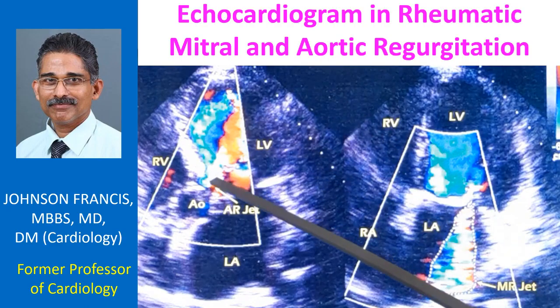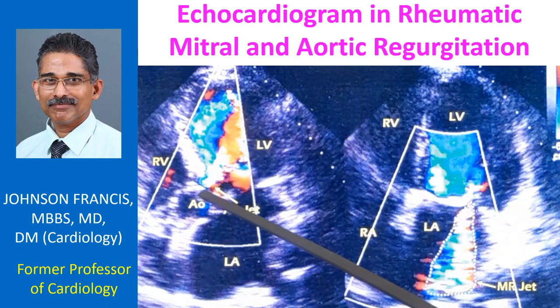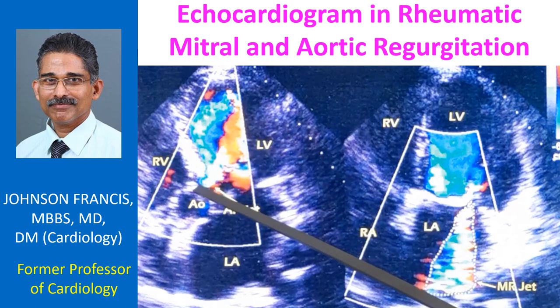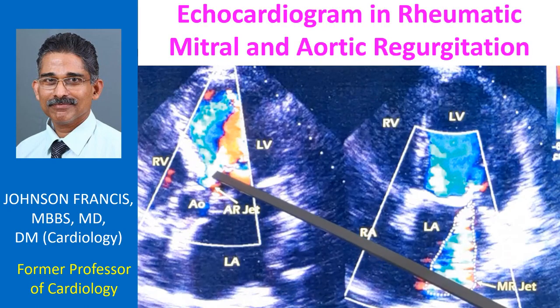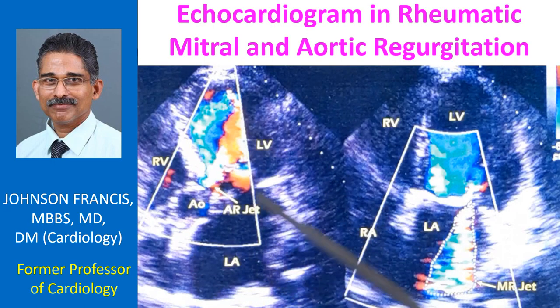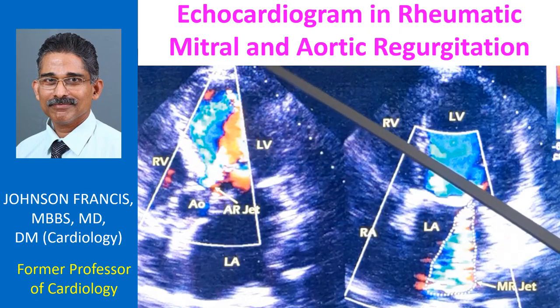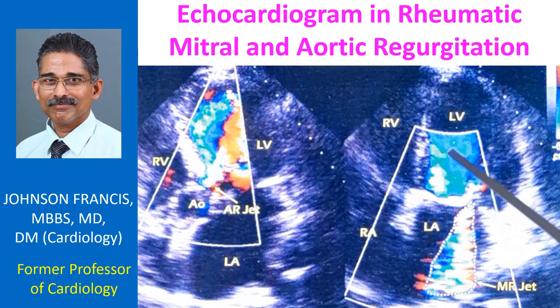Here it is the AR jet. You can see the reverse flow into the left ventricle from the aorta with the aortic valve in closed position. This is a diastolic image, while this is a systolic image. Variance in color is because of variance in velocity, and it is predominantly a red jet as it is directed towards the transducer. Here it is predominantly blue because it is directed away from the transducer. This blue flow could be the flow going towards the aorta in systole.